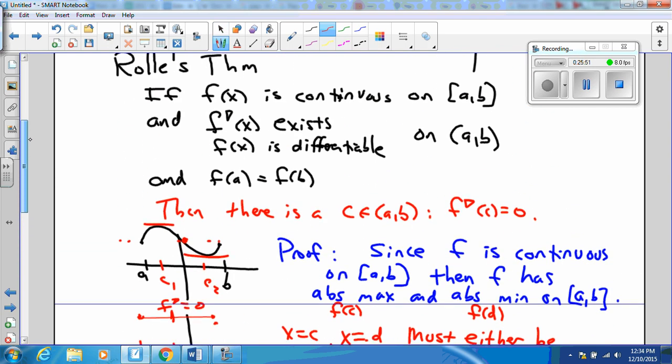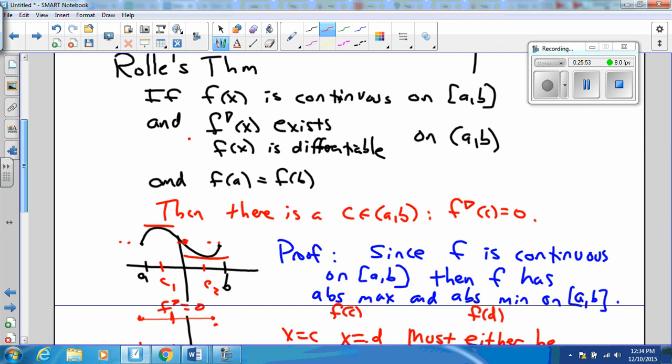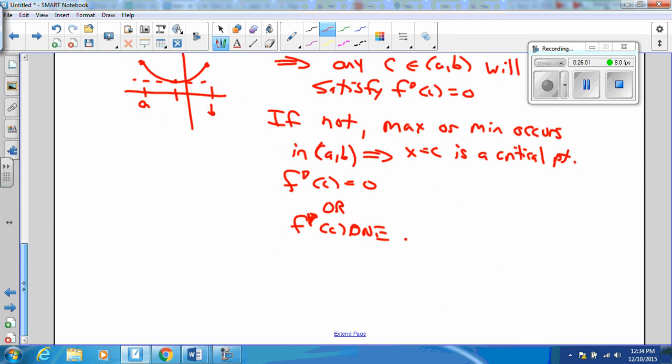But I've already stipulated, and here's where I use my third condition, that f of x is differentiable on A to B. So that allows me to eliminate the possibility that f prime does not exist. And I conclude, therefore, that f prime of c has to exist. Since that's not possible, therefore, I conclude that f prime of c is equal to 0.